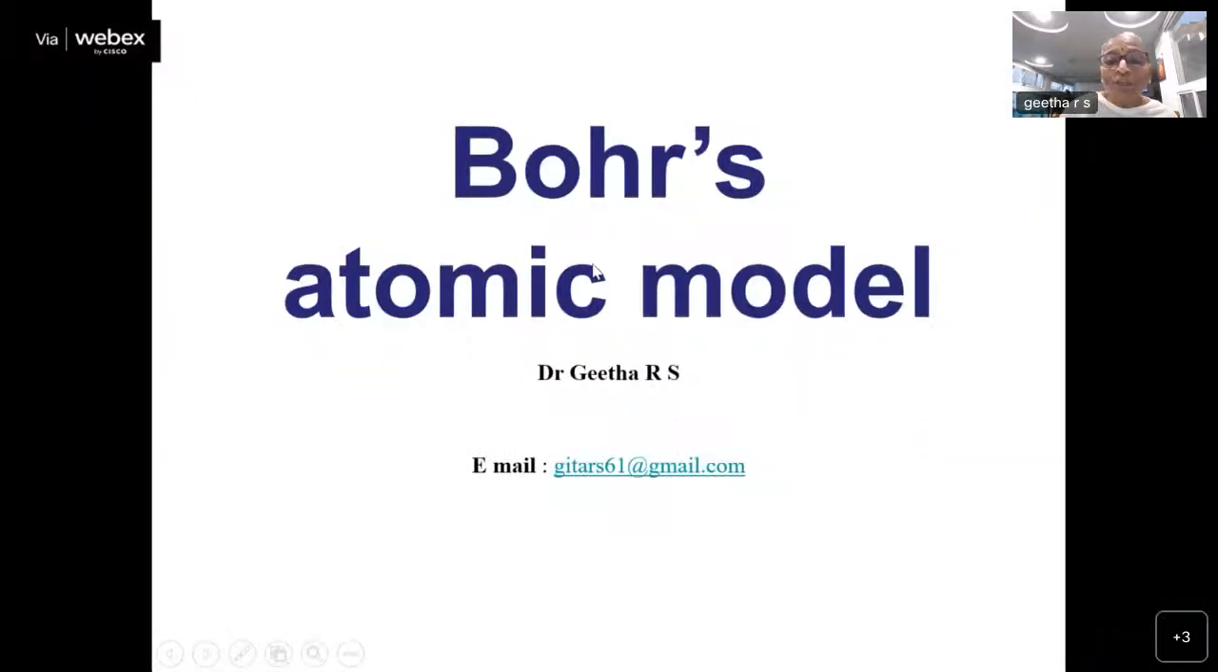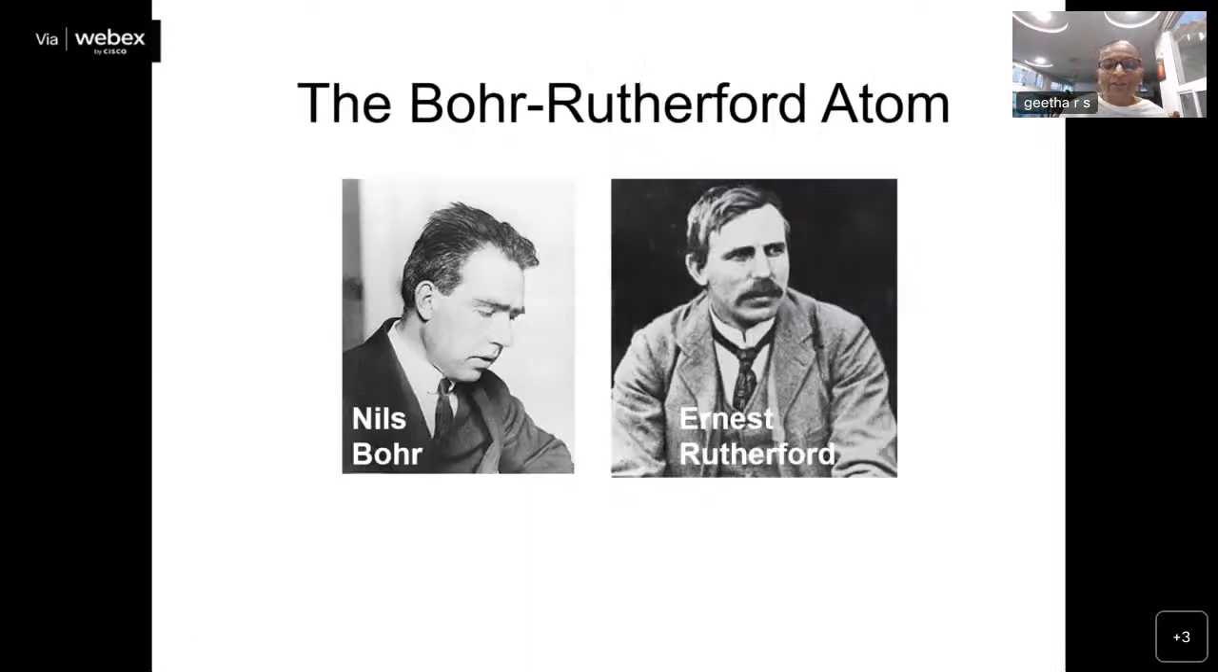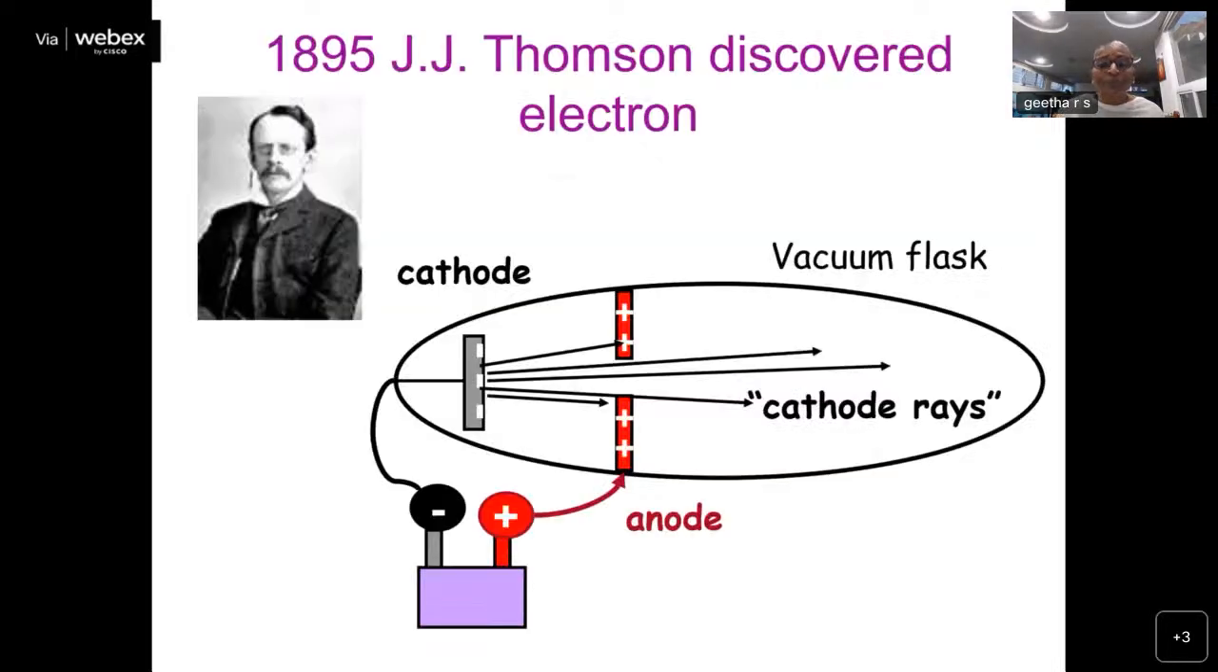See, Bohr's atomic model, why should it be there? All the earlier models, like the Dalton atomic model, were there. Then there were some experiments. So this is the Bohr-Rutherford atom. Actually, it was started by Rutherford, and then modified by Niels Bohr. Even though the spelling looks a little different from your textbook, it is written like how we pronounce it.